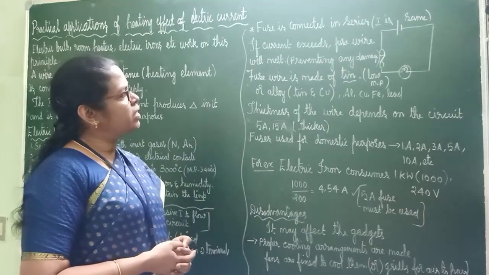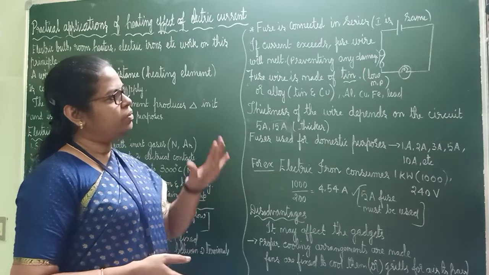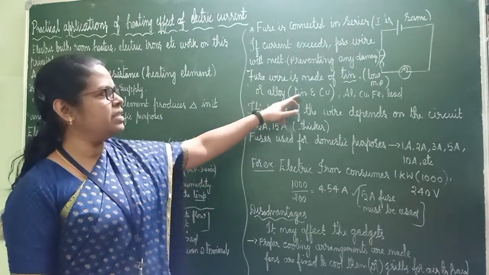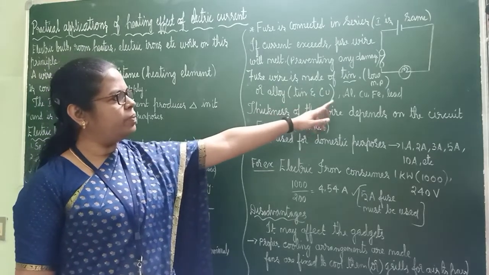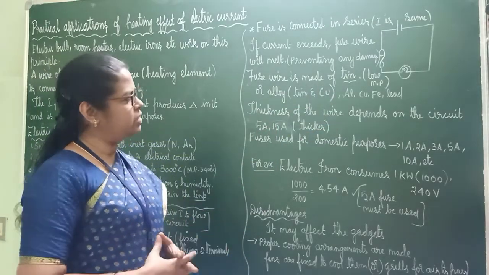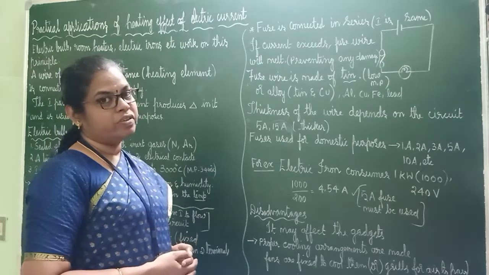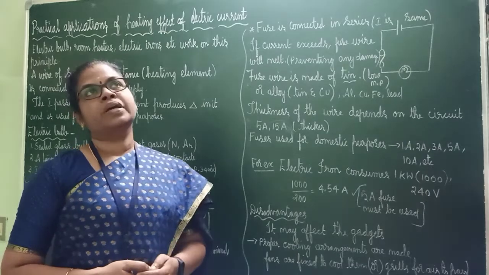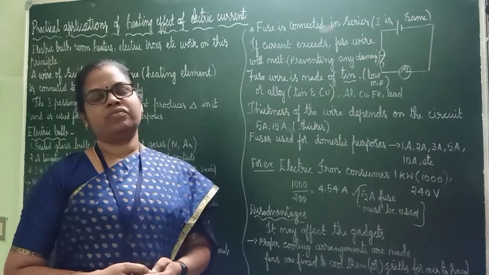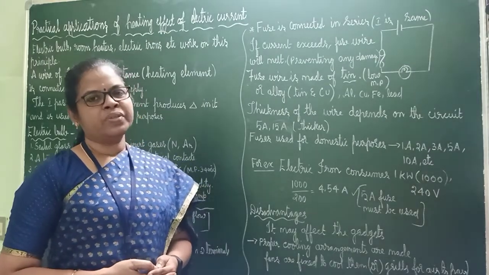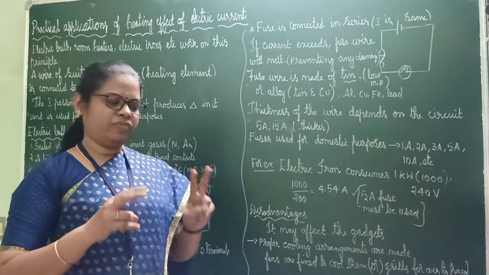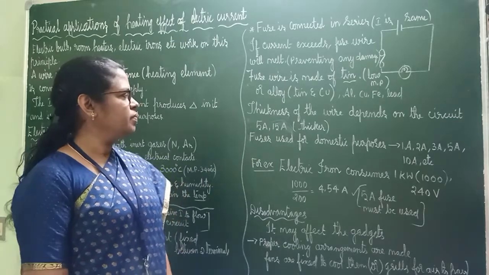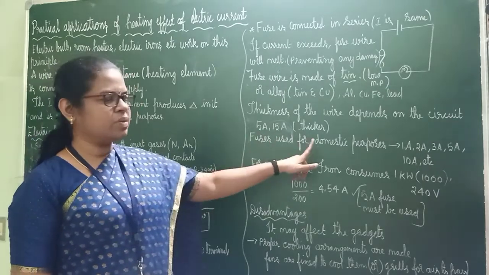Fuse wire is made up of tin, because tin has a low melting point, but alloys can also be used, like tin and copper, aluminium, copper, iron and lead. That combination can also be used. The thickness of the wire depends. I told you that day, when we studied the domestic circuit, that 5 amps and 15 amps can be used. The 15 amps fuse will have a thicker wire than 5 amps. So the fuse is used for domestic purposes.